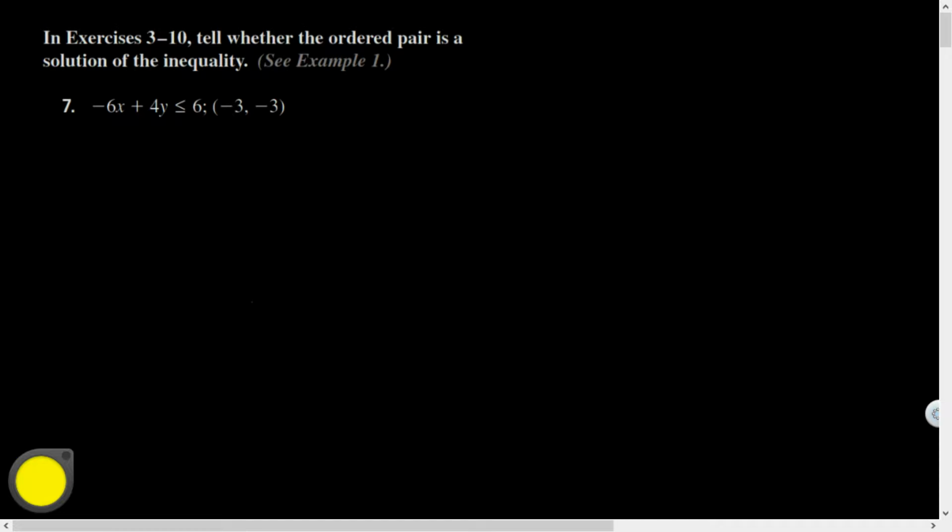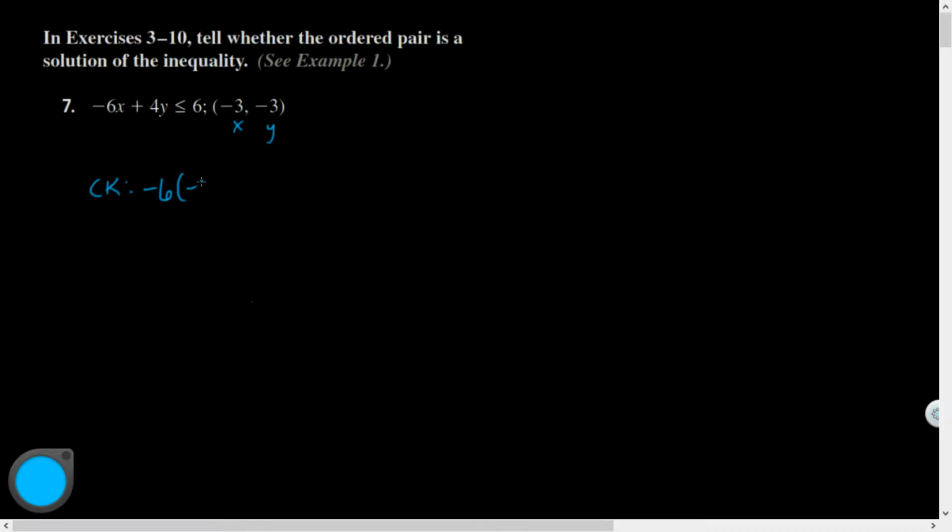We're on page 5.6, page 271. We were talking about graphing linear inequalities in two variables. This is asking us to tell whether the ordered pair is a solution of the inequality. So here's my inequality, and here is an ordered pair. They're asking whether, if I plug this in for x and this in for y, that will make this inequality true. So let's do a check.